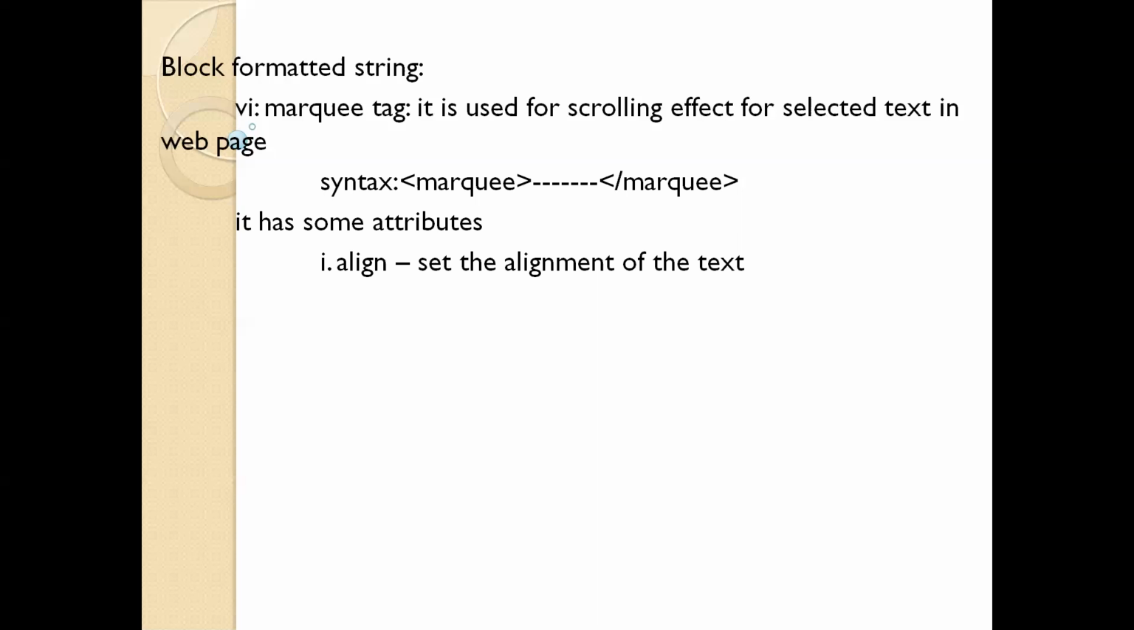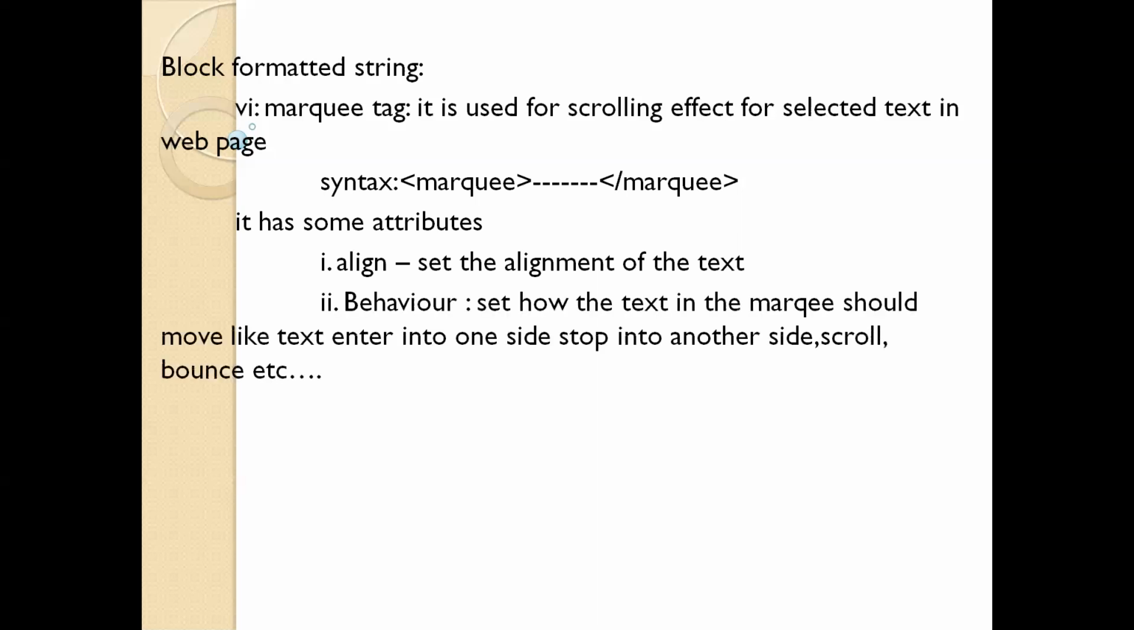The first attribute of this marquee tag is align. This will set the alignment of the text. If you want to set the alignment of the text on the left, center, or right of the screen, we have to use this align attribute. And then behavior. It sets how the text in the marquee should move, like text entering from one side and stopping at another side, scroll, bounce, etc.